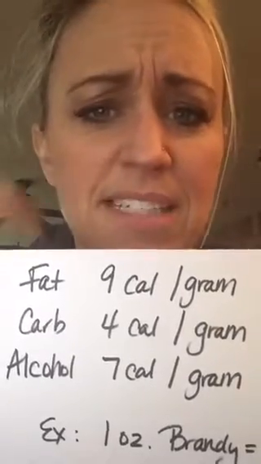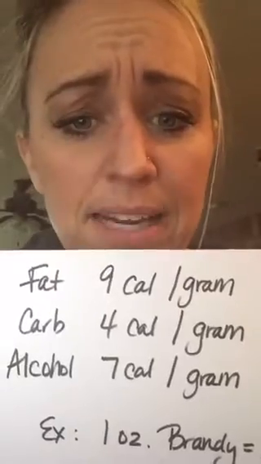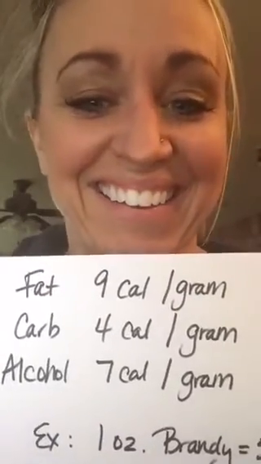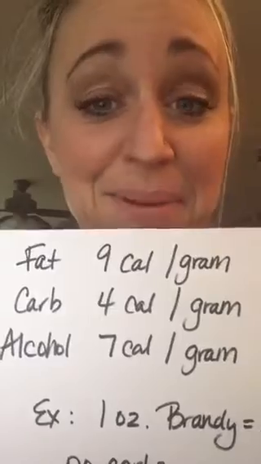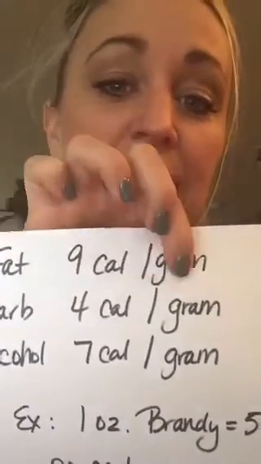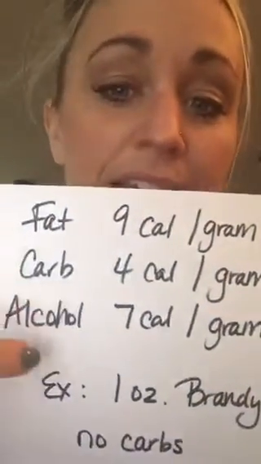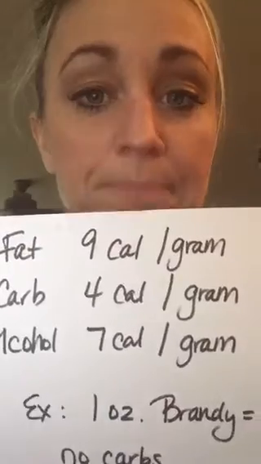I mean, it's backwards to me. Is it backwards to you? Because Lord knows I can't, okay. It's backwards to me, so I wanted to make sure that you guys can read that. Okay, so there it is. Fat has 9 calories per gram, carbs has 4 per gram, and alcohol has 7 calories per gram.